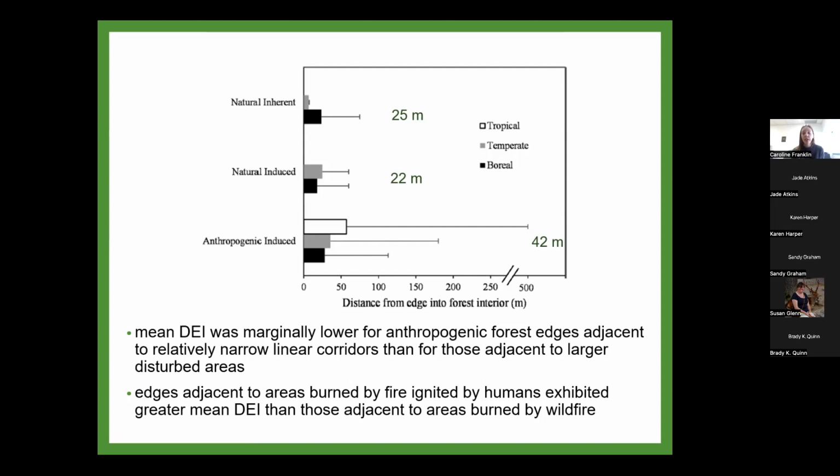So there was a marginal difference there. Edges adjacent to areas burned by fire ignited by humans actually exhibited greater mean DEI than those adjacent to areas burned by wildfire. But again, our sample sizes were quite low, so it's hard to make generalizations based on these findings here.